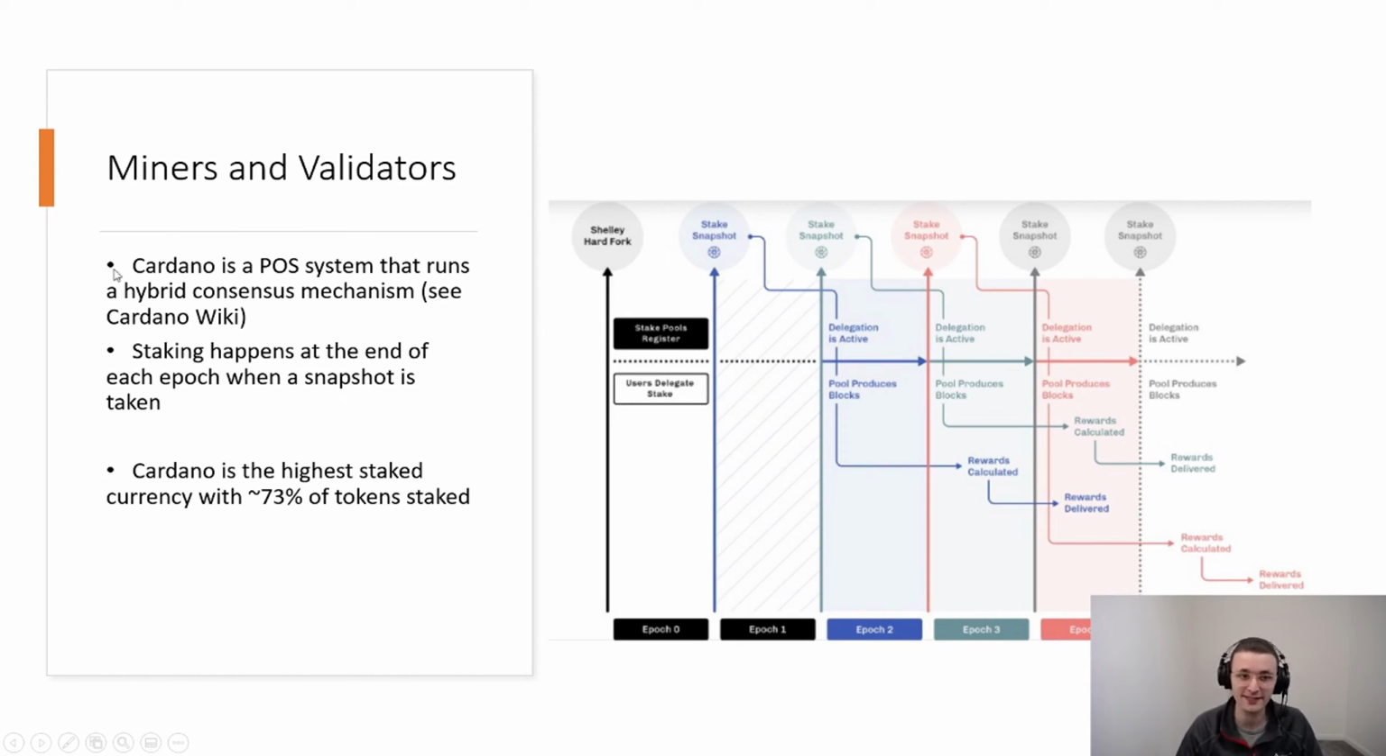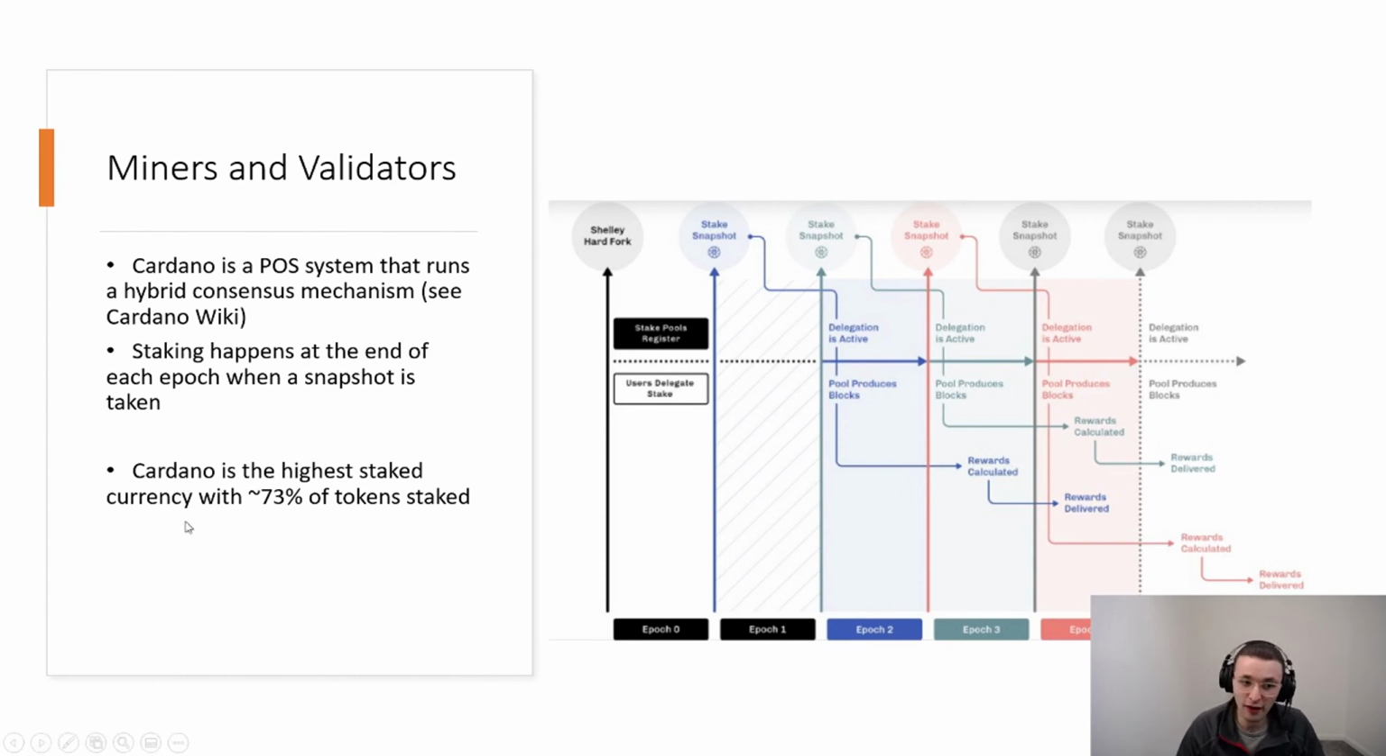Cardano is a proof of stake system that runs a hybrid consensus mechanism called Ouroboros. Check it out in the wiki. It's quite advanced, and staking happens a bit differently. They take snapshots at the end of each epoch. As far as I understood, epochs are different time periods, about 5 days each. At the end of that epoch, if there are staked coins in a wallet, you'll get a staking reward.